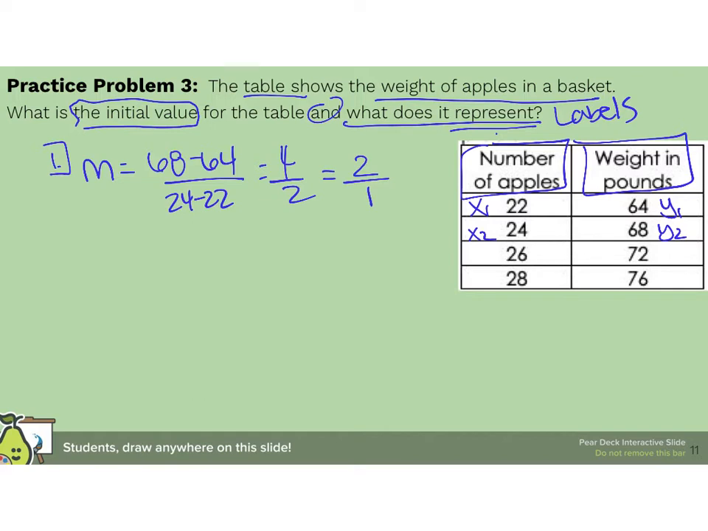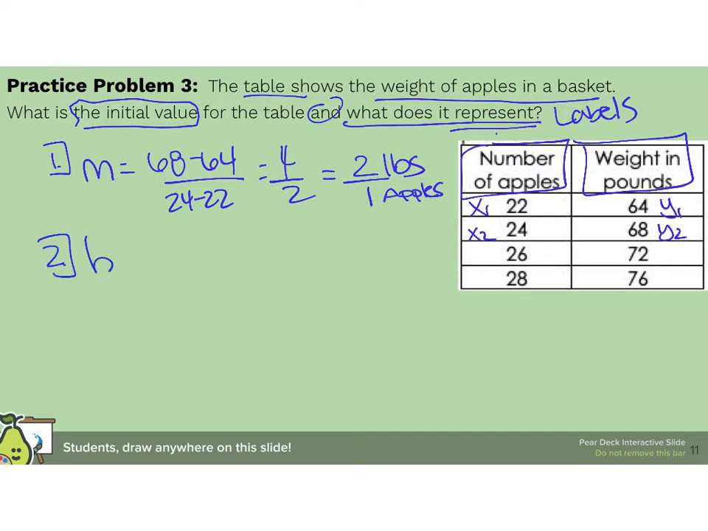Now, since it's a word problem, I'm going to ask what that 2 represents. 2 is my y value. Y value is weight, so this is pounds. 1 is my x value, so this is apples. That doesn't seem to make sense. 1 apple weighs 2 pounds, but hey, that's what the problem says. So I'm going to keep going.